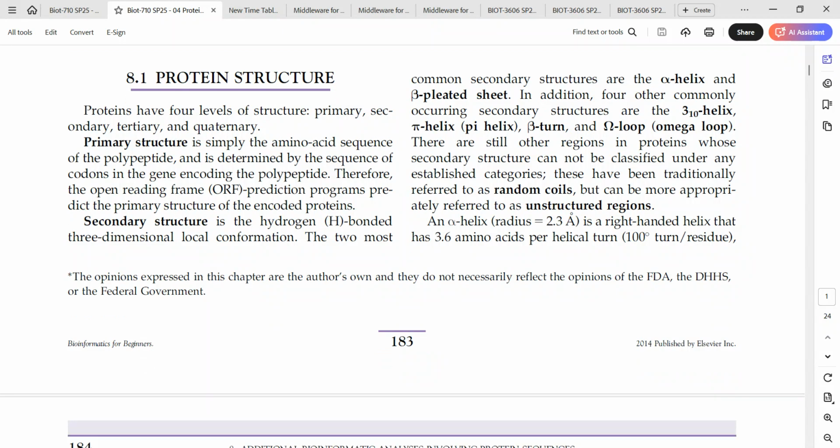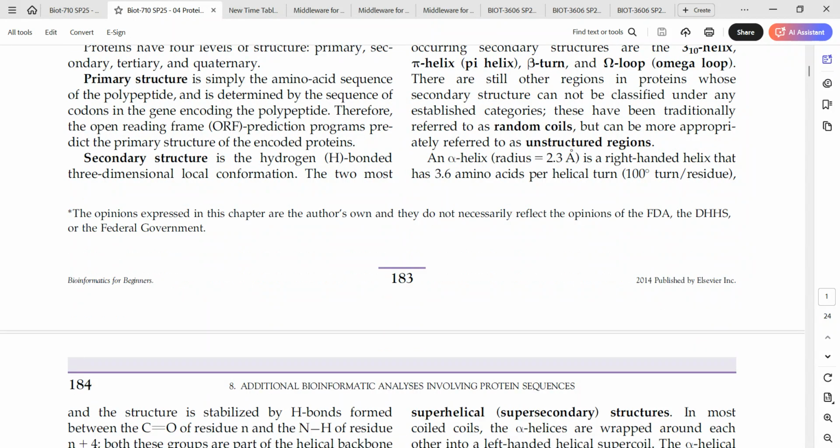Secondary structure is the hydrogen bonded three dimensional local conformation. So यहाँ पे हमारे पास कौन सी bonding involved है? Previously we had the peptide bond in primary structure; in secondary structure we have the hydrogen bond. The two most common secondary structures, that means इसके अलावा भी मौजूद होते हैं, but the two most common कौन से? Alpha helix and beta pleated sheet. In addition, इसके अलावा ये तमाम secondary structures भी मौजूद हैं. रैंडम कॉइल्स भी होते हैं. सो ये तमाम के दरमियान में हाइड्रोजन बॉन्डिंग होती है that makes them a certain specific shape.